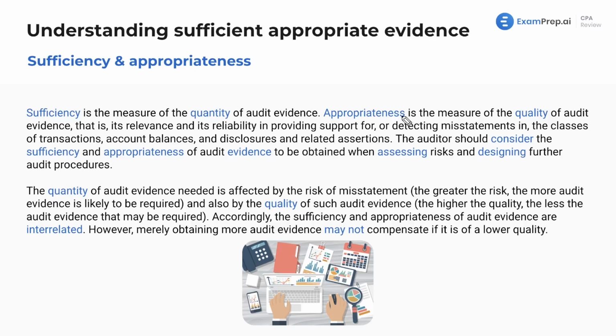It's not evidence that was given to you solely by the client. It's not evidence that could have been edited or forged. And it's something that actually verifies it, right? There's a lot of times where you get evidence and then you think about it and you're like, that doesn't really actually corroborate what I'm looking at here. So appropriateness, the measure of quality of audit evidence, is its relevance and reliability in providing support for or detecting misstatements in the classes of transactions, account balances, and disclosures, and related assertions.